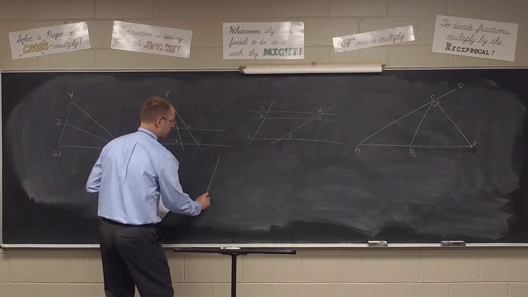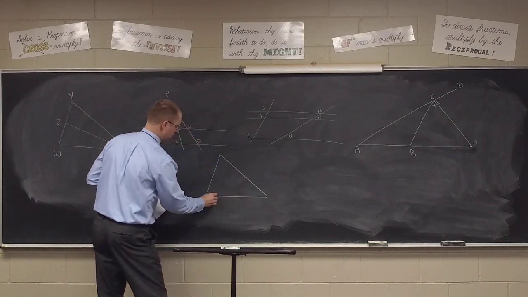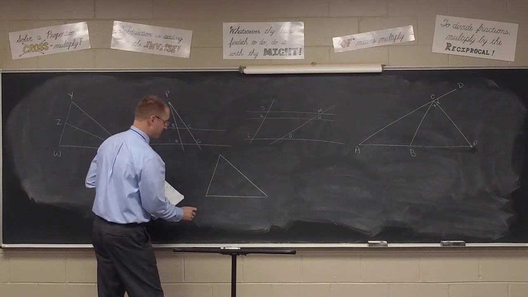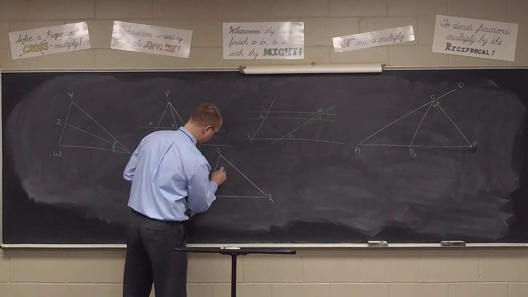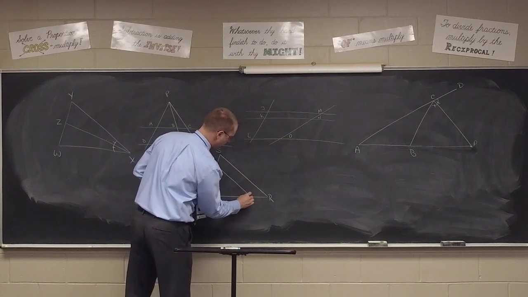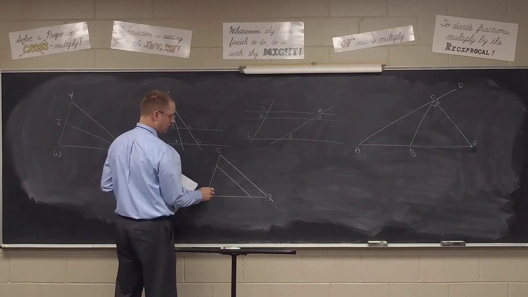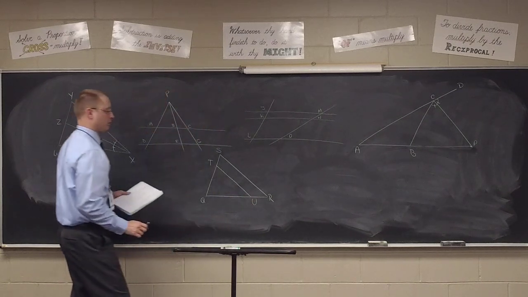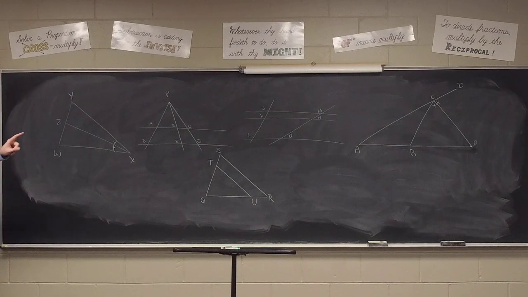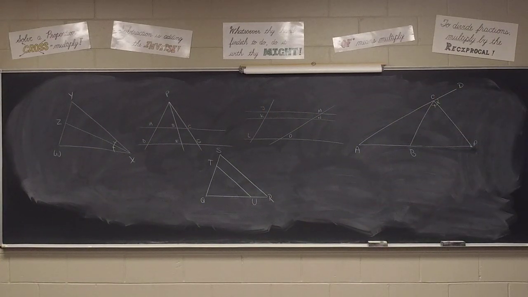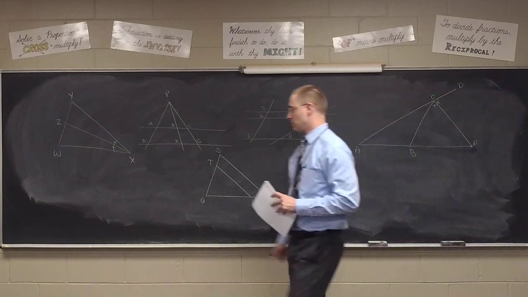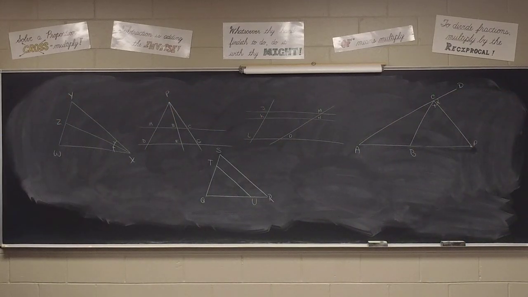For the next picture, we've got a triangle which we'll call QRS, and we've got a line, let's go like this, parallel to RS, and we'll call it TU. There are actually 3 proportions based on this picture. Give me all 3. We've got a parallel line, TU, drawn parallel to SR. Give me all 3 proportions.